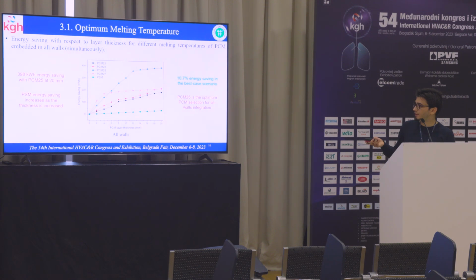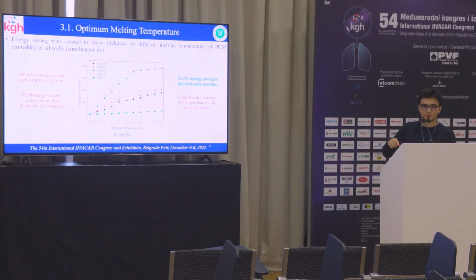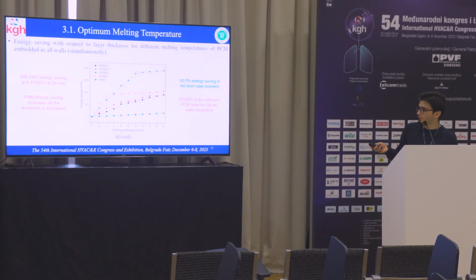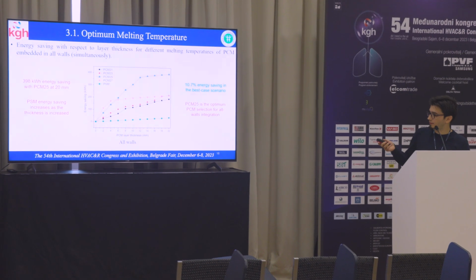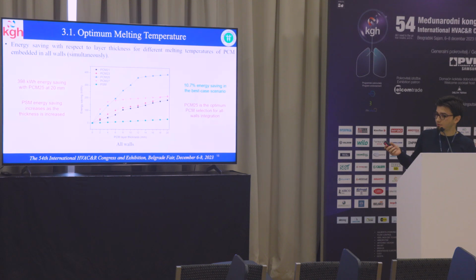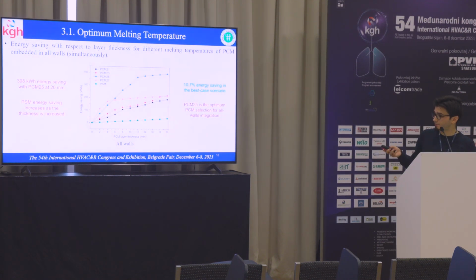Results and discussion. We have here energy saving values depending on the layer thicknesses. This is the all wall case. So PCM are integrated on all of the building's lateral walls. And as we can see here, the PCM 25 case outperforms other PCM melting temperatures. That means that when we use all wall cases, the optimal melting temperature will be 25 Celsius. And in this case, 398 kilowatt hour energy saving is achieved with PCM 25 at 20 millimeters.